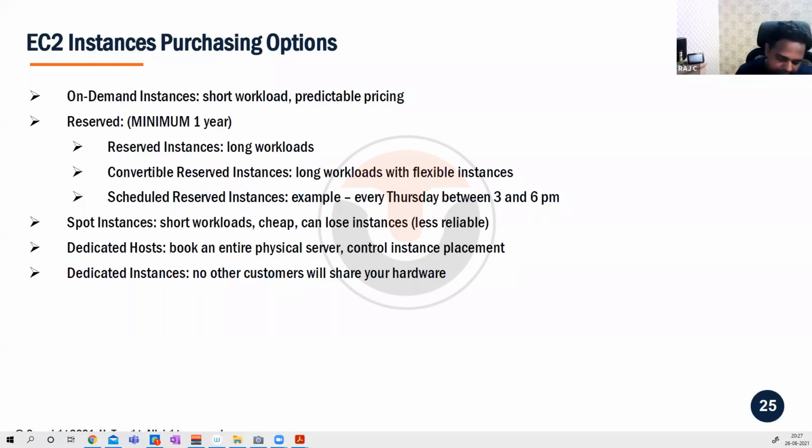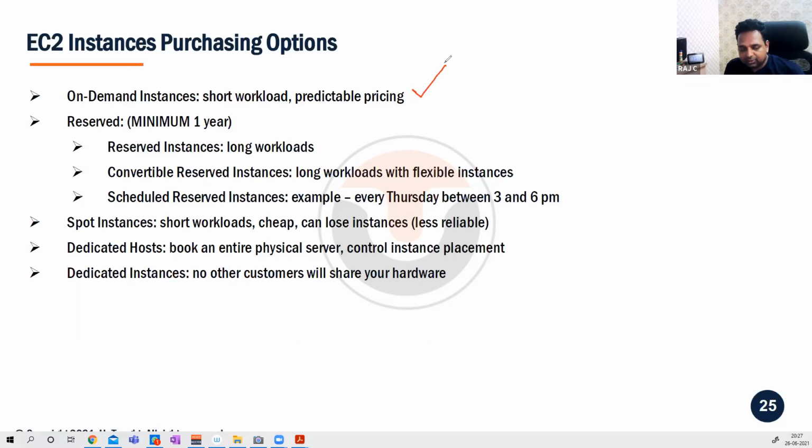Let's look at this. So what are the different options? What we have created so far is on-demand. Whatever we created, whenever we need, we bring a machine up and running, which is an on-demand instance. What is the use case?